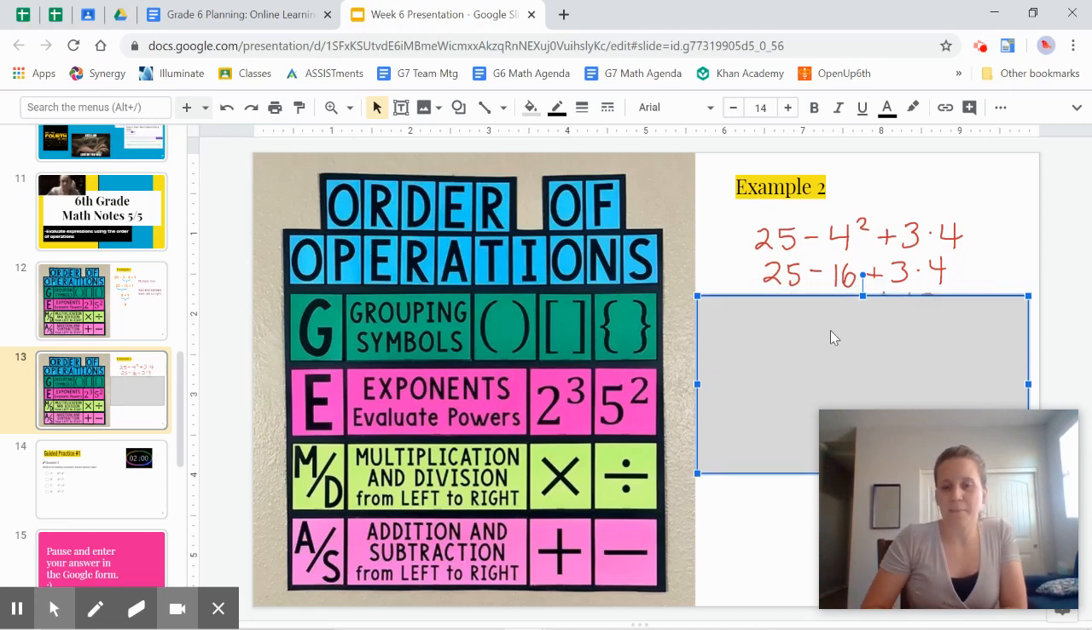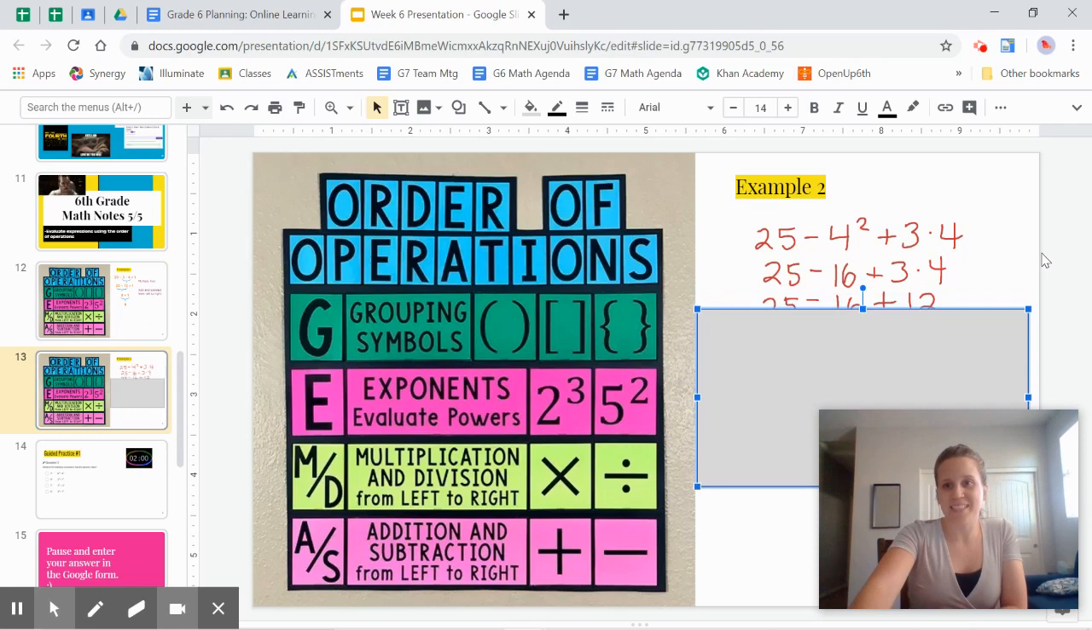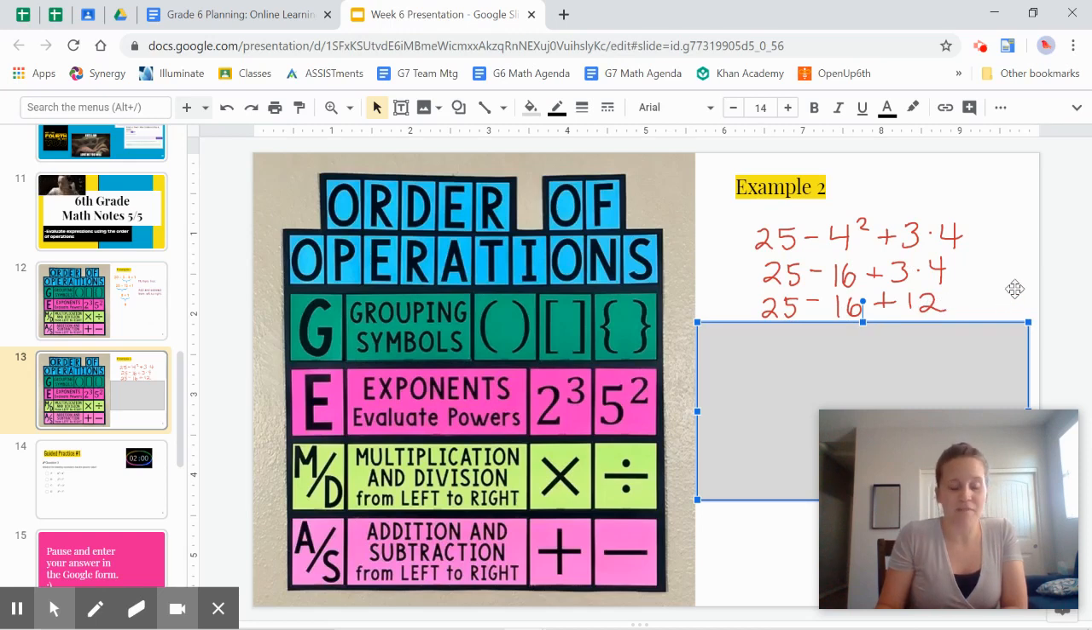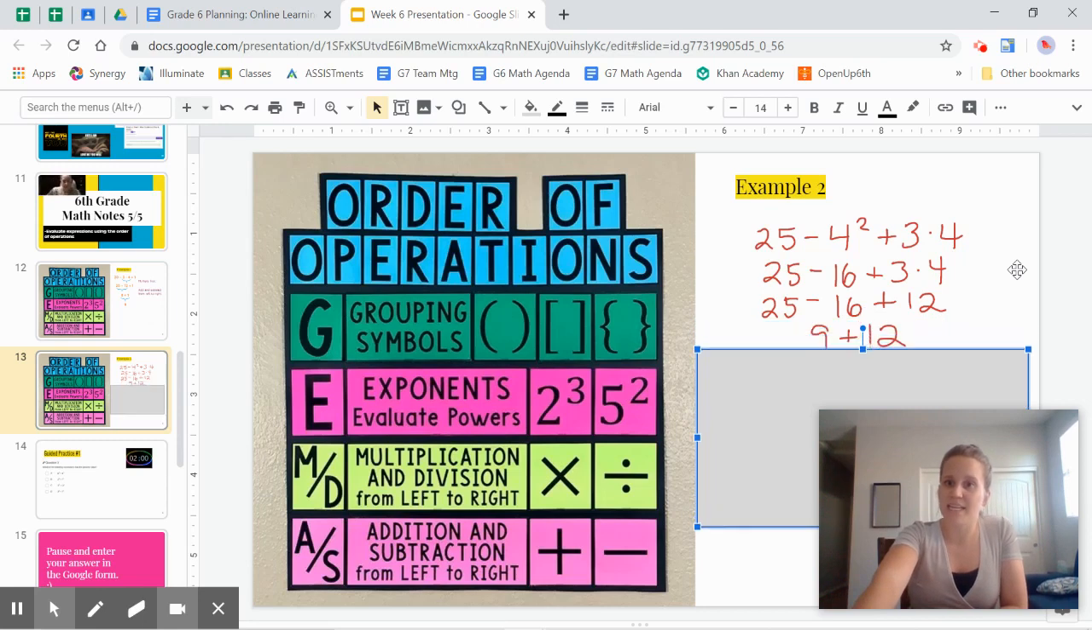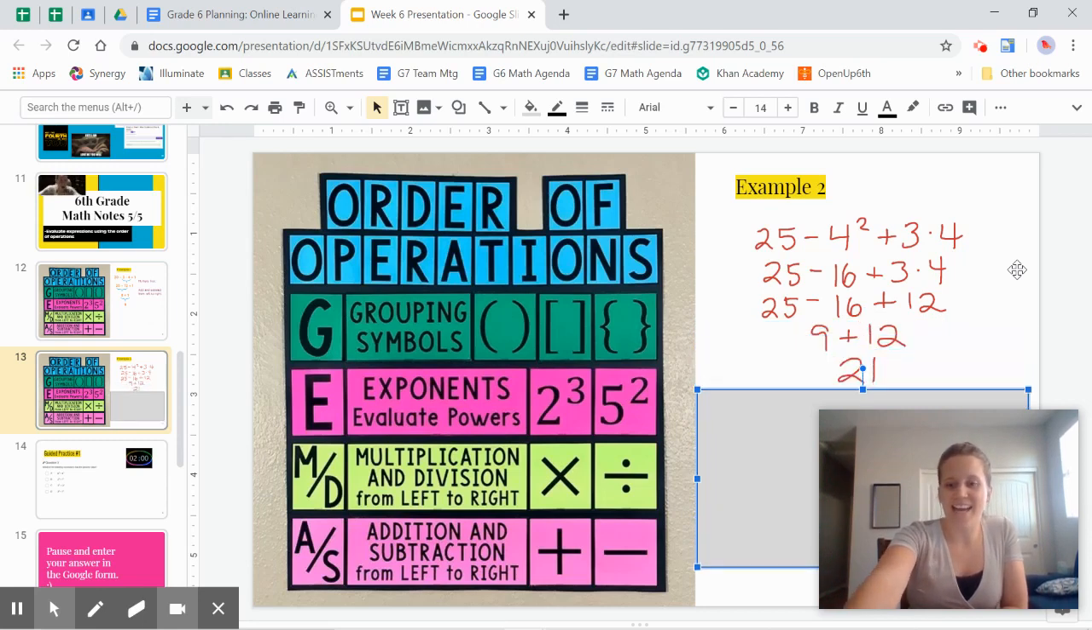What comes next? Don't get tricked. I see subtraction, addition, and multiplication. Next on my list is multiplication. 3 times 4 is 12. So now I have 25 minus 16 plus 12, an equivalent expression to the very first one. Then what? Subtract or add? Subtract because it comes first from left to right, and then finally add.